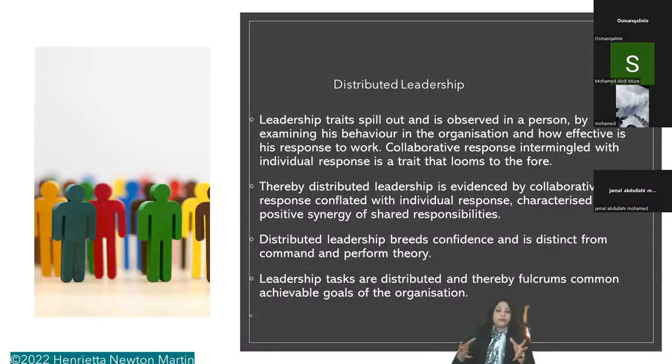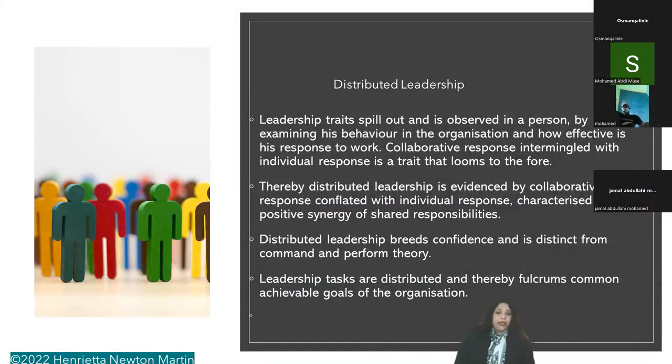I'm repeating, there's collaborative response. When they collaboratively respond, it is intermingled with individual professional response to the particular task that is assigned to them. And there is a positive synergy, and there is shared responsibility. And all of it, they rotate towards a common goal and achievement of a common task that may be given to them, which should be within the mandate of the organization. Distributed leadership, therefore, breeds confidence, it multiplies confidence, and is distinct from the command and perform theory, where there is a boss and what the boss says is final. So this leadership style breeds confidence and is totally different from command and perform theory.